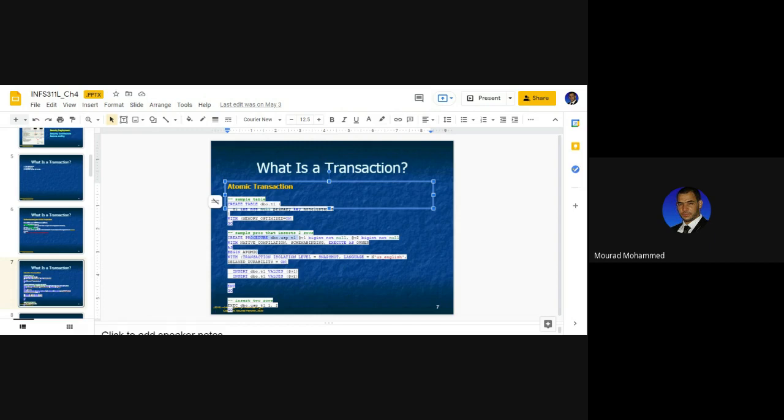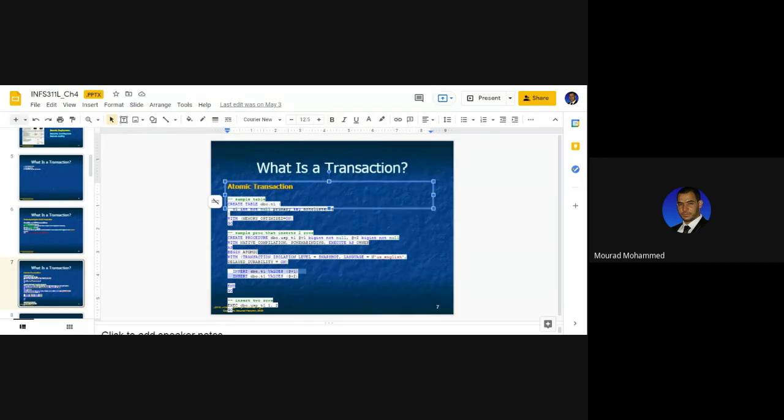The transaction is atomic, which means it cannot execute only one. It is either to execute both or to roll back both of them. It cannot execute only one. So here we are seeing an atomic transaction, and the example is taking only two queries.